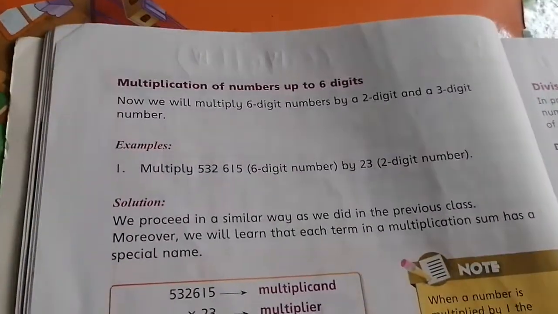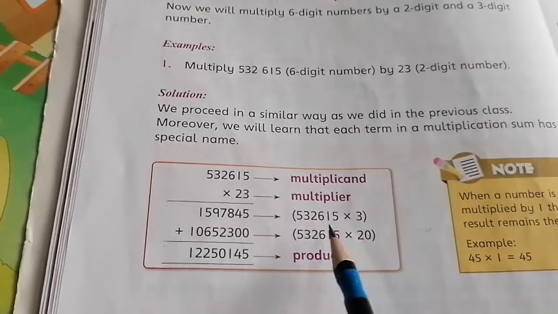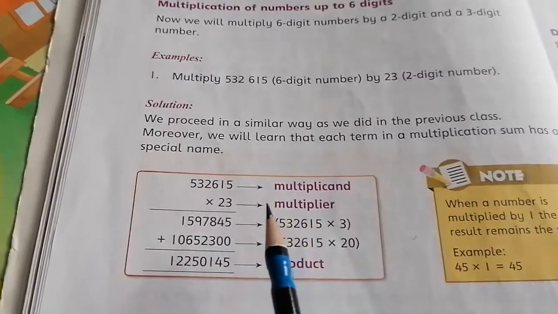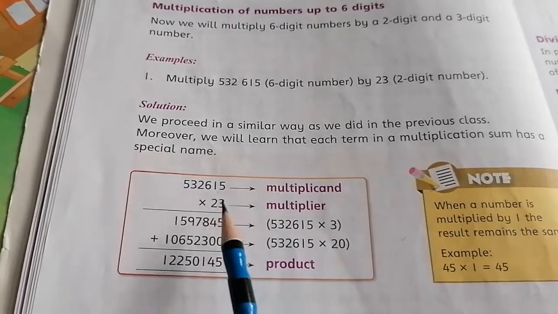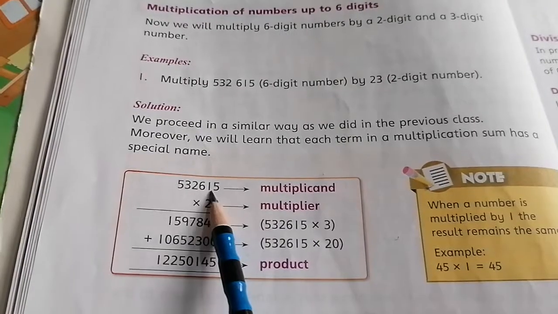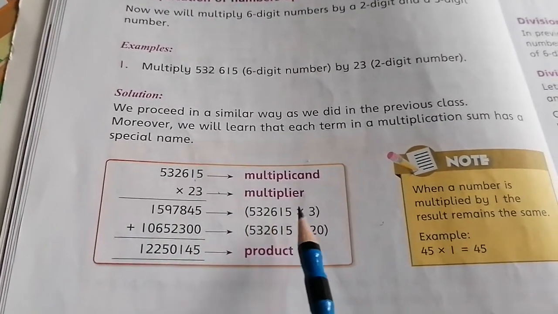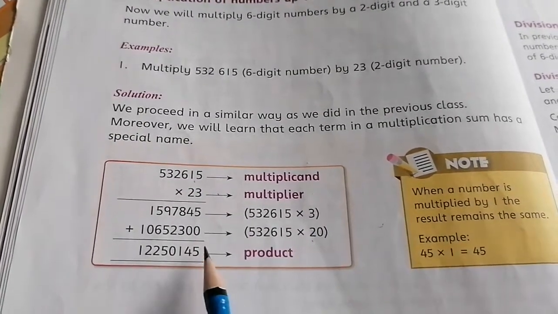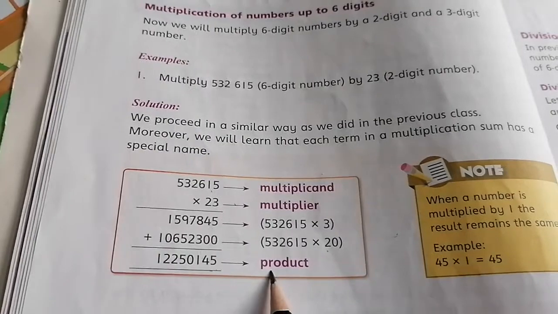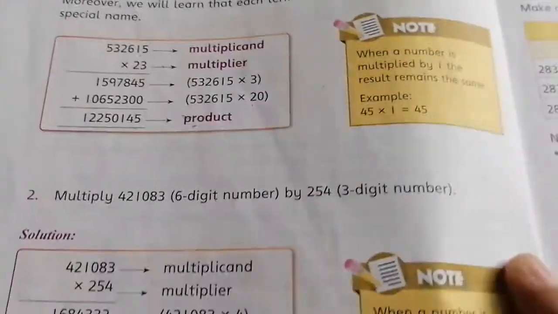Okay, now turn to the next page, page number 10. Multiplication of numbers up to 6 digits. There are some more examples. Now we multiply with different numbers. There is a 6-digit number. It is called the multiplicand. And we will multiply 23 by 8. It is the multiplier. First of all, I will tell you, we have to multiply with 3, then with 20. It is very easy for you. The answer will be called the product. Multiply it by yourself. Okay.